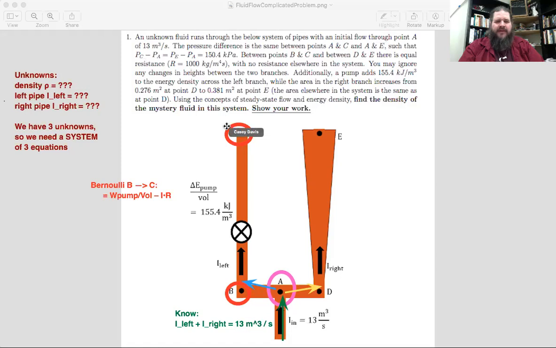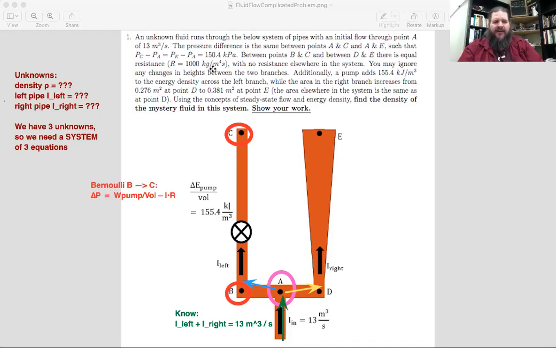That pressure difference, PC minus PA, is 150.4 kilopascals. And that's from A to C, but I think we can assume that A, B, and D are all at the same pressure. They're all the same small section of pipe, so I think those are all the same pressure. So that's our Bernoulli equation from B to C.